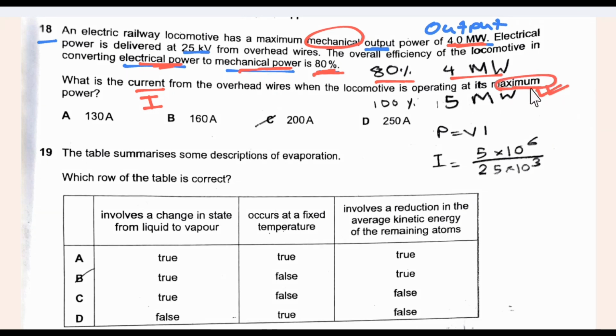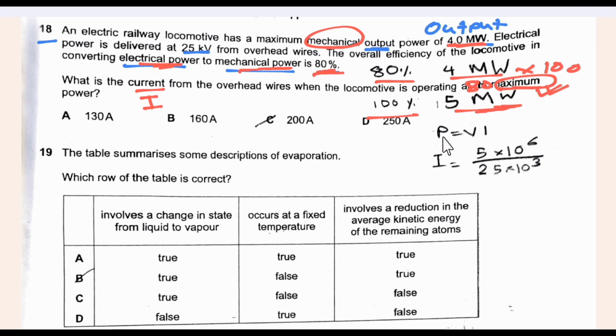So what is the maximum of the initial power? Initial power is 100%, so we need to calculate: 100% is the output power divided by 80 into 100. So this is the input power or the total power.